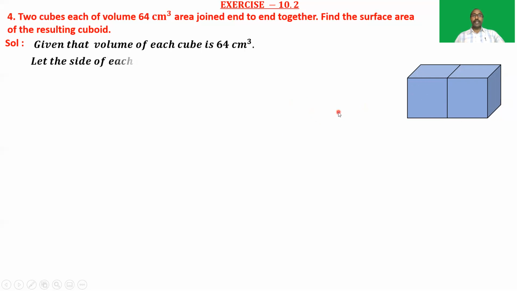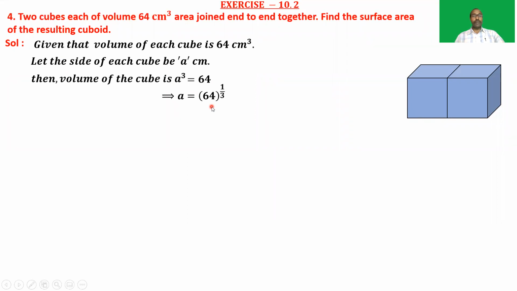Okay. So let the side of each cube be A centimeter. Then its volume is A cube. Now the volume A cube is equal to 64, because the volume of each cube is given as 64 centimeter cube. So A cube is 64. Now from this we can write A is equal to 64 whole to the power of 1 by 3. That is A equal to 4. That is, the length of the side of each cube is 4 centimeter.